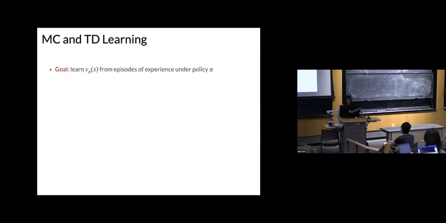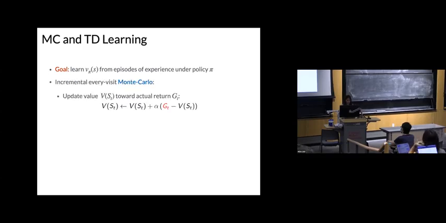And our goal in both cases is the same. We want to learn V pi of S from episodes of experience of the agent that uses policy pi, right? You deploy the agent and the agent samples actions from that policy pi.